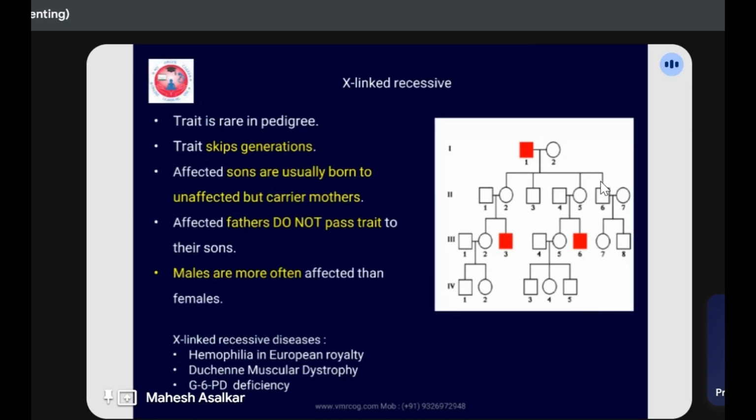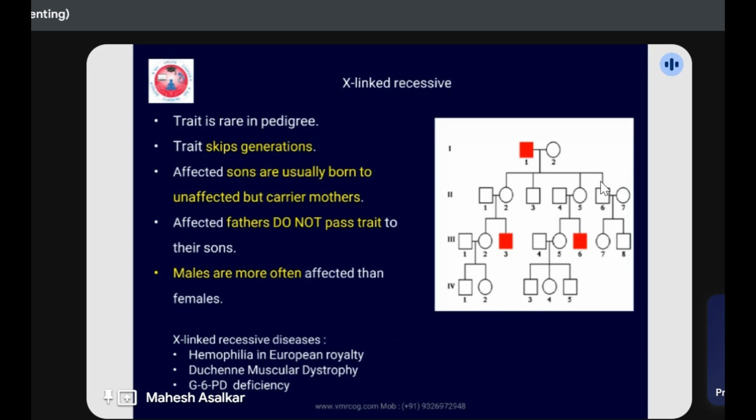Now coming to the X-linked recessive. Okay. Now in X-linked recessive, this trait is rare in the pedigree. The trait will have a skipping of the generations. Okay. Recessive will always have a skipping of the generation. Affected sons are usually born to unaffected but carrier mothers. So the mother will be a carrier, but she will be unaffected. Okay. So an affected son will typically have an unaffected mother who is a carrier, and affected fathers do not pass the trait to their sons. There is no father to son transmission. Okay, males are more often affected than females. Okay, is that clear?